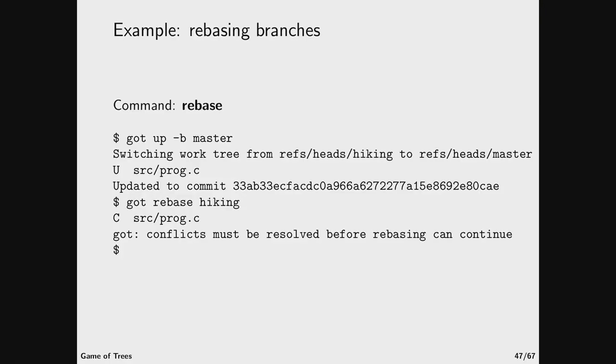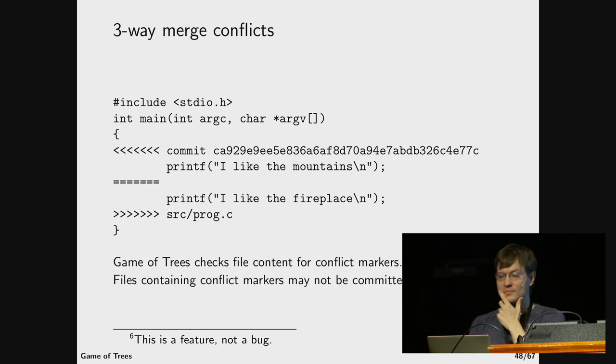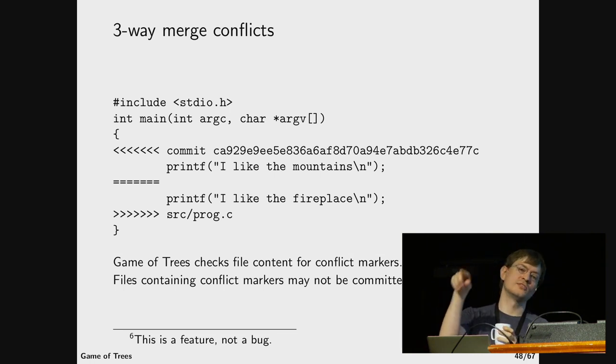So in the user interface, it looks like this. You switch back to the master branch, and you say, rebase the hiking branch, please. And then you get conflicts, of course, as usual. Now, the conflicts look as you would expect. And you know, in the status command, you would see a C for this file because it contains conflict markers.